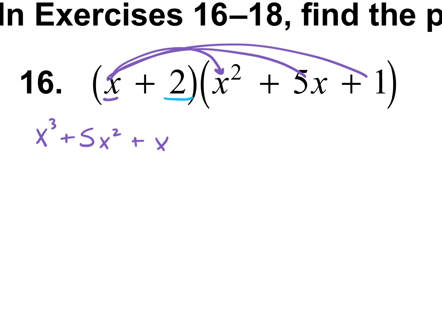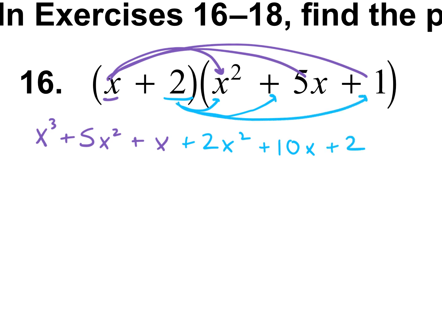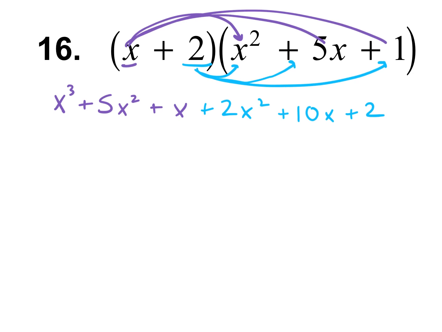Awesome. We do the same thing with the 2. 2 times x to the second power: 2x to the second power. 2 times 5x: 10x. And 2 times 1: 2. All right, what do we do next?